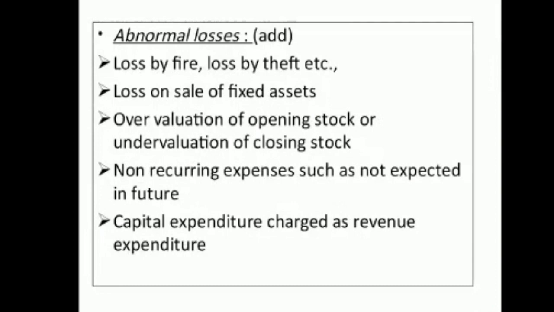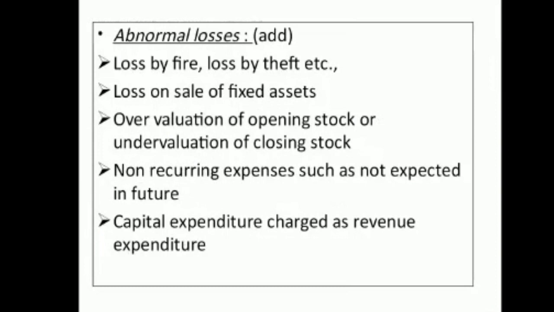Now we will see what is abnormal loss and abnormal gain. First we will see what is abnormal loss. These are the losses we are going to add. First, loss by fire or loss by theft, whatever happened in our business in a particular year. Then the loss on sale of fixed asset, any fixed asset we are selling in the present financial year.